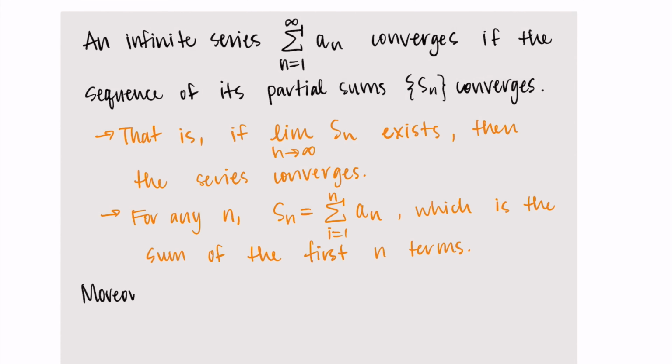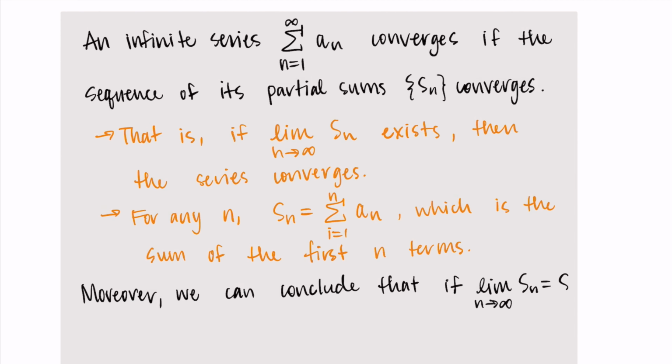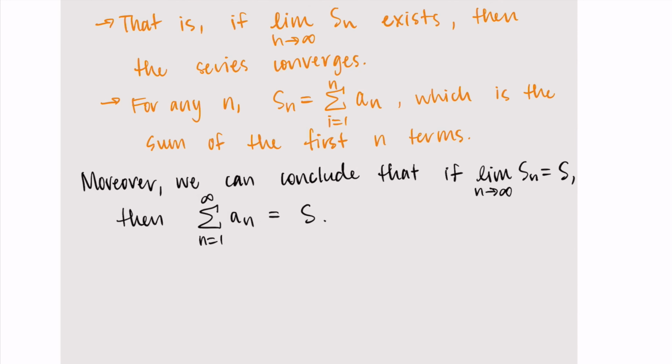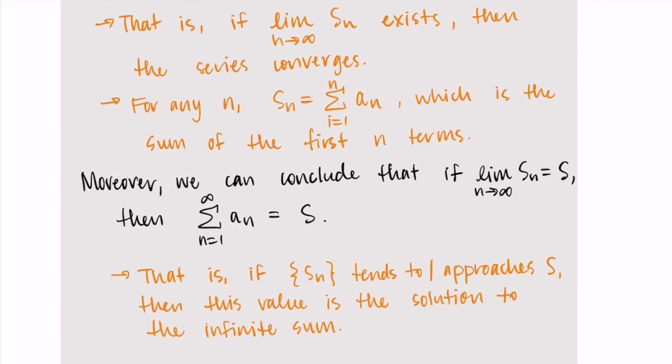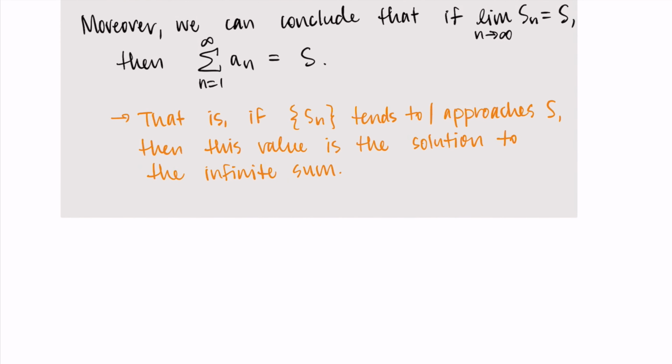Now, we have an additional conclusion that we're going to make, and it's that if the limit as n approaches infinity of s sub n is equal to some value s, then the infinite sum is equal to s. This means that if we found the sequence of partial sums to converge, we can conclude that the series is equal to that value at which it converges. Another way to say this would be if we add up the first n terms and we see that they are approaching a certain value, then we can conclude that the infinite sum also approaches this value.